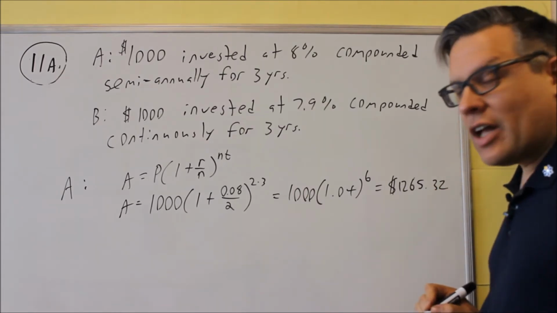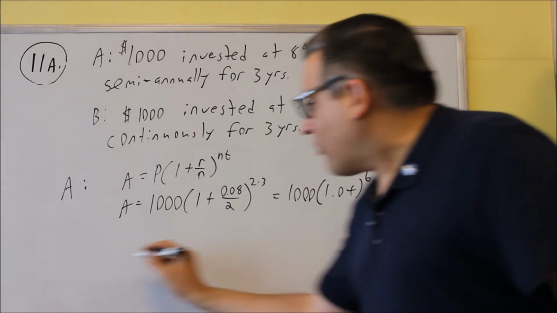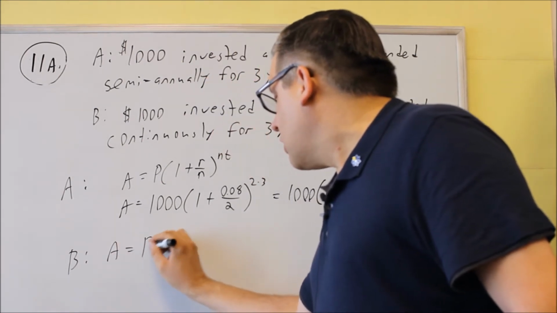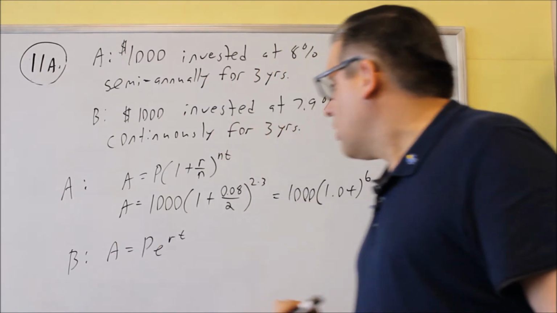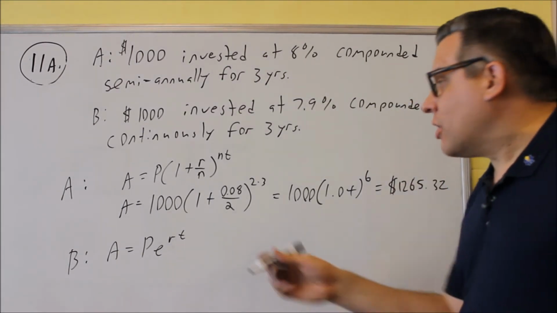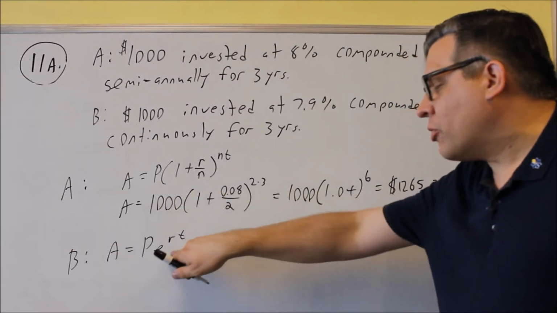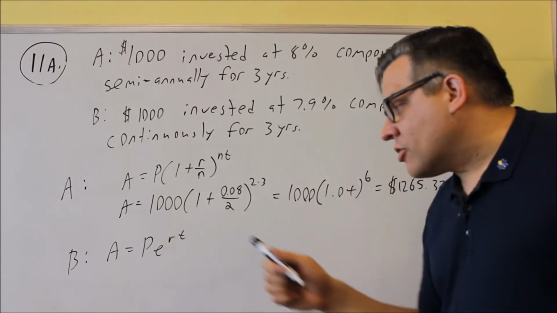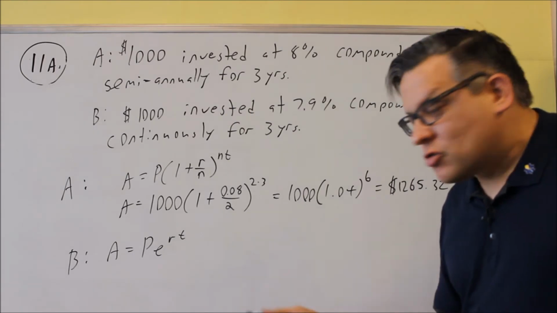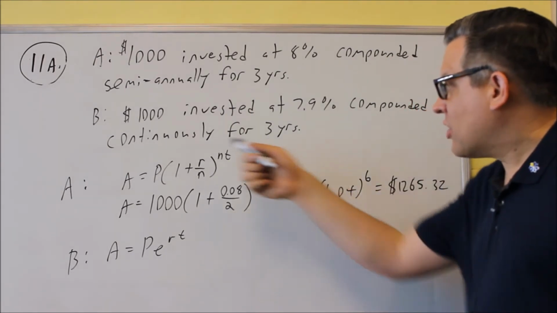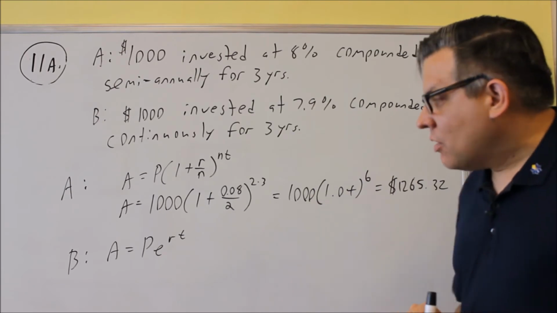That's for option A. Now for option B, we have to use a different formula because it says compounded continuously. So if it's got the word continuously in there, we use a different formula. You got to use specifically that one, P E to the RT. P is your principal still, you have your interest rate, and you have your time. There's no N for this formula because it says the word continuously.